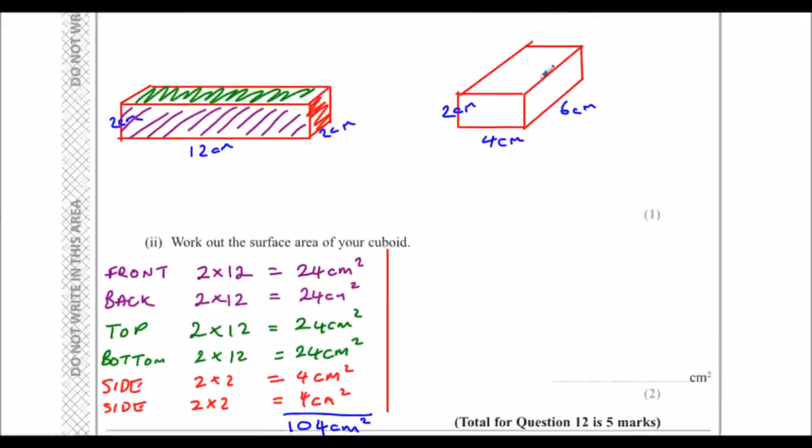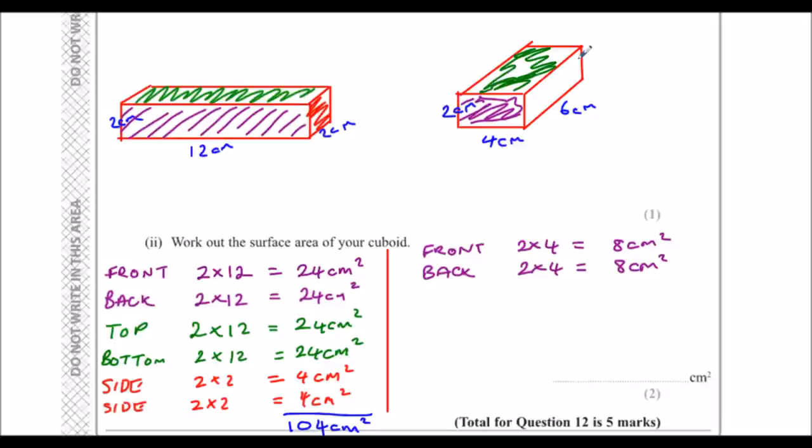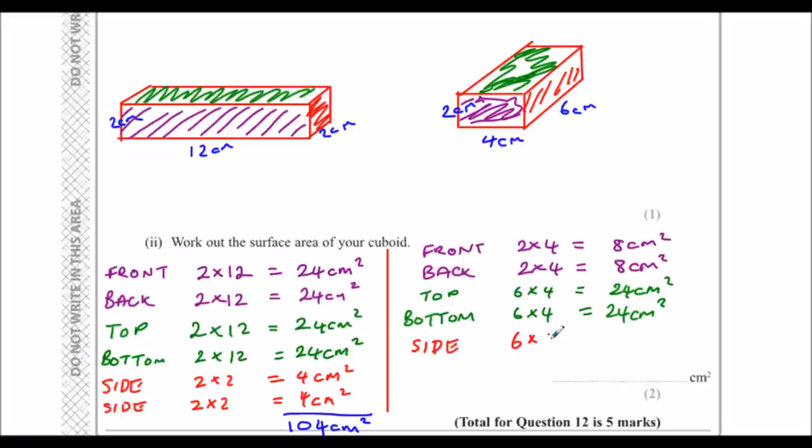Okay, same thing if you've drawn this cuboid. So the front this time is 2 times 4, which is 8 centimeters squared, and the back is the same as the front. The top, so it's 6 back, 4 along, so 6 fours, and that's 24 centimeters squared. And of course, the bottom is the same as the top. And the side, so it's 6 by 2. So the side, 6 times 2, which is 12 centimeters squared. And the other side is the same. So another 12 centimeters squared.